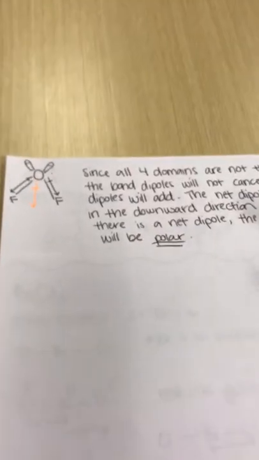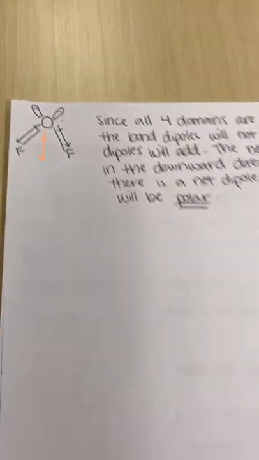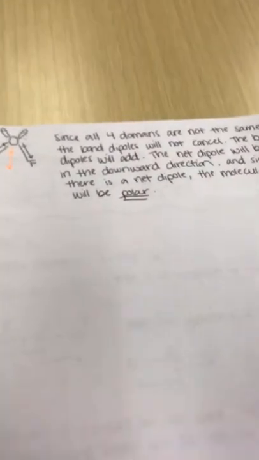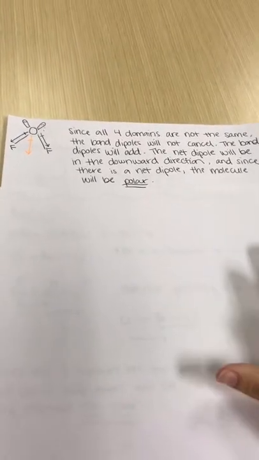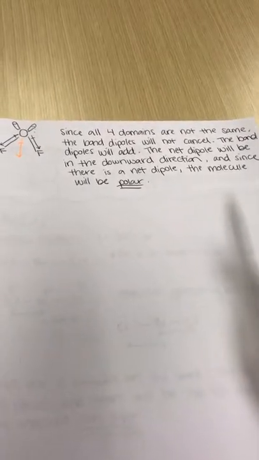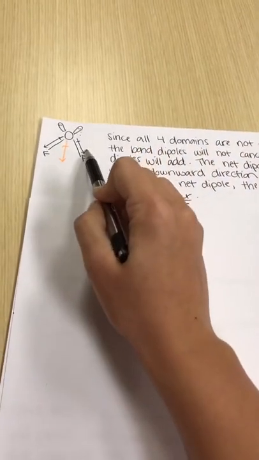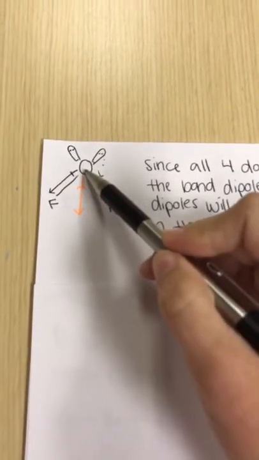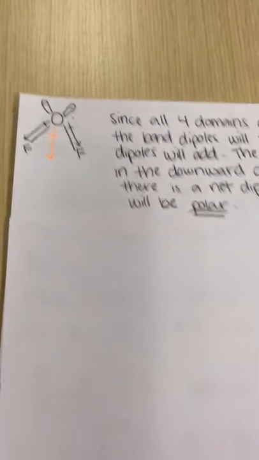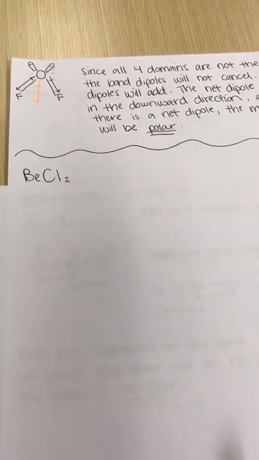And so since all 4 domains are not the same, we can clearly see this because this is not the same, the bond dipoles will not cancel. The bond dipoles will add. The net dipole will be in the downward direction, and since there is a net dipole, the molecule will be polar. So since the domains are different, these two dipoles will add and form this orange arrow, and that will be the net dipole, making the molecule polar.